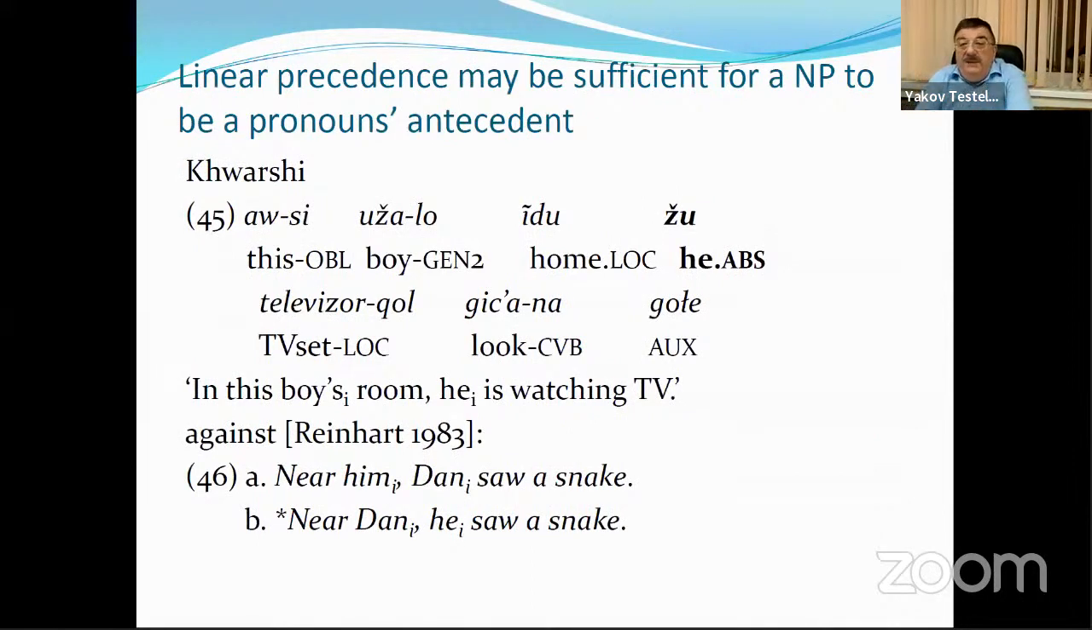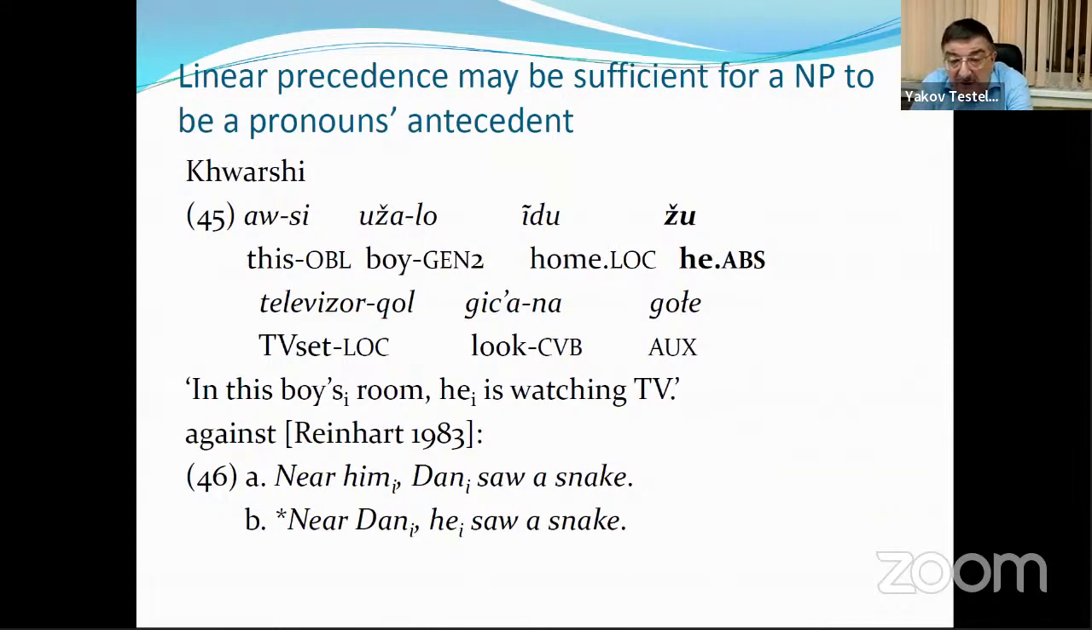Linear precedence may be sufficient for an NP to be a pronoun's antecedent. There are examples in Kvarshi, for example, like Avsi ujalo indu zhu televizor kolgitsa na gote. In this boy's room, he's watching TV. He may denote the boy. This goes against Tanya Reinhart's examples, where her aim was to demonstrate that linear precedence matters little with anaphora, and what really matters is structural asymmetry in the form of what she called constituent command, or c-command.